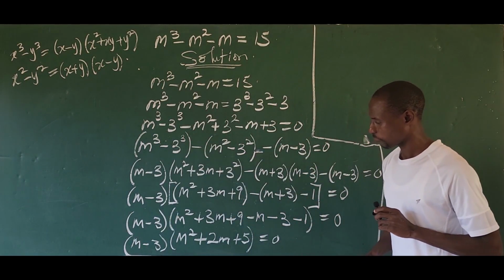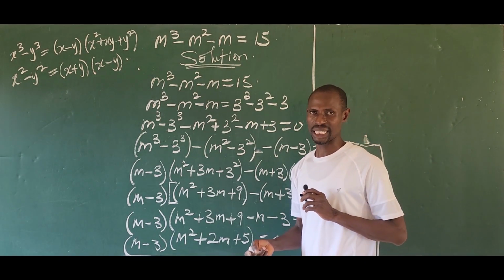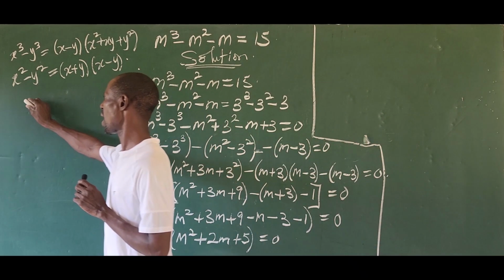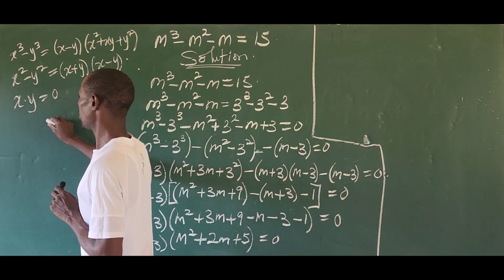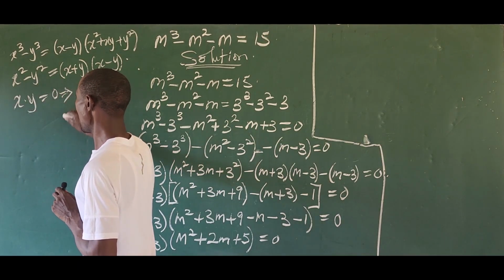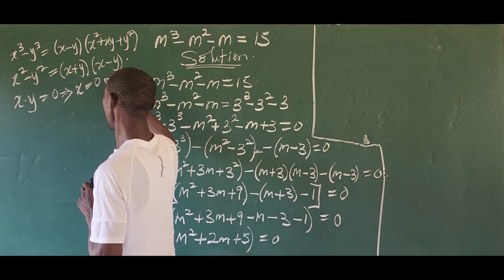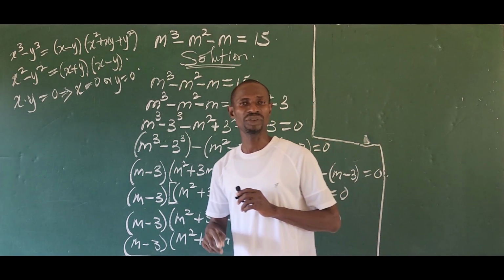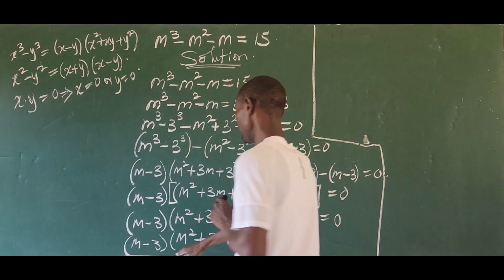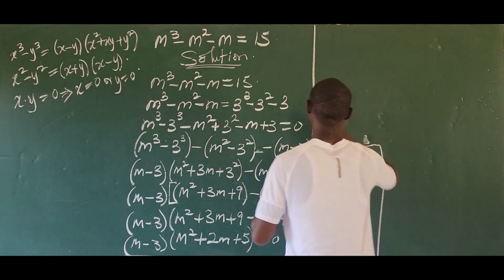In this regard, we have what is called the zero property. The zero property says that if you have x times y equal to 0, this implies that either x is equal to 0 or y is equal to 0. This is what we call the zero property. So if we apply the zero property here, we're going to have the first case scenario and the second case scenario. So let's take case 1.